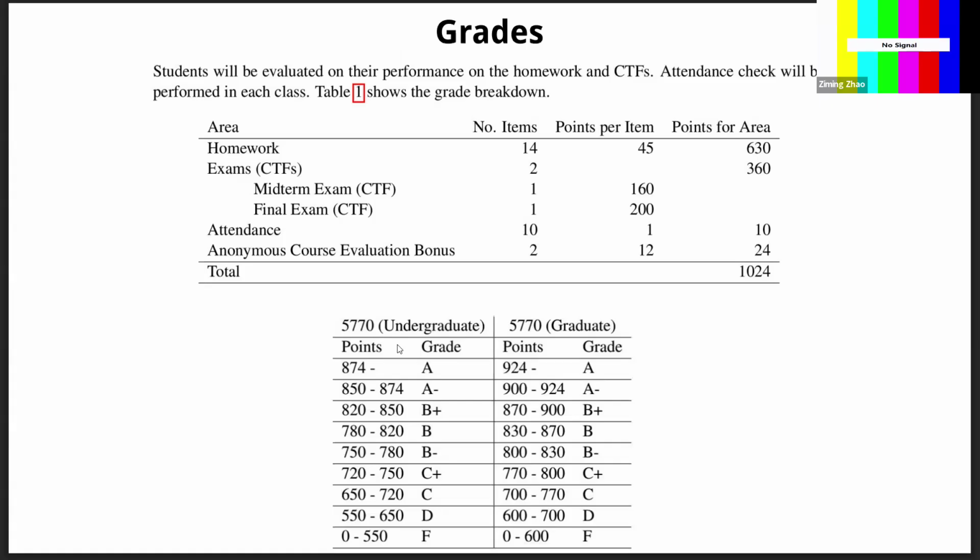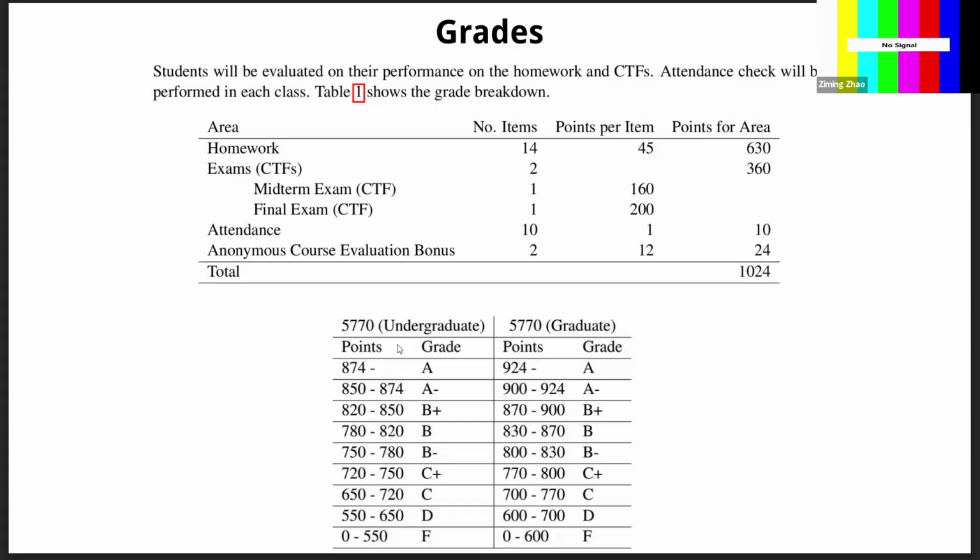We have 14 or 15 weeks, I believe, but we will have 14 homework. Each homework 45 points, then 2 CTFs, 360 points, attendance 10 points. We will have anonymous course evaluation bonus. If 19% of you submit evaluation, then all of you, because I don't know who submitted the evaluation, will get a bonus.